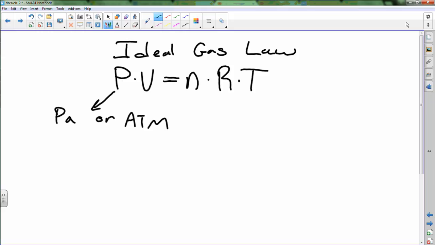Not bad. Okay, so ideal gas law: P times V equals N times R times T. So as I was saying, pressure should be measured either in pascals or atmospheres. At this point, we should talk about the conversion between the two. 1 atmosphere is equal to 101,300 pascals.